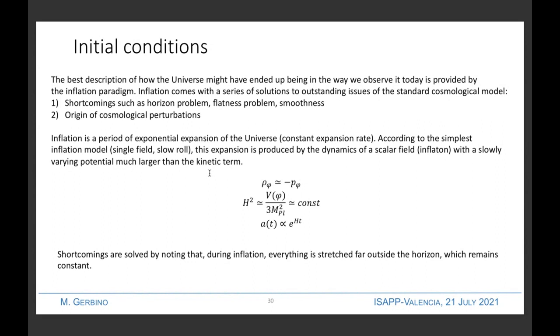Of course, it might be possible that even outside the horizon there might be some processes that allow for this smoothness, but it's a bit counterintuitive to assume that there are some processes that can equilibrate the properties of the content of the universe at the extremely high level that we observe today.